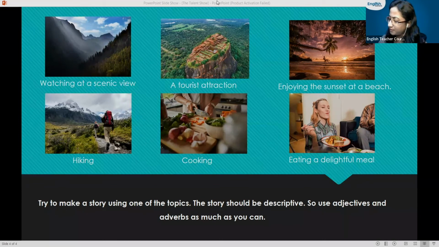I wonder why it has happened to Isuru. She usually joins. Then, since you have taken cooking, hiking, and tourist attraction topics, to give you an example, I will talk about enjoying the sunset at a beach. Okay, right.